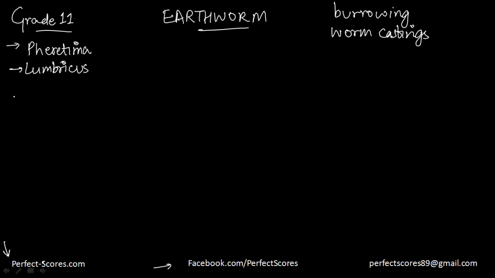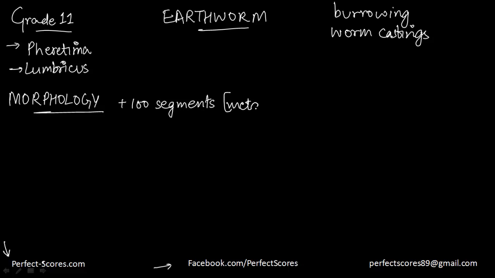So what we are going to do now is the morphology of the earthworms. That is, how is the structure of the earthworm from the outer side. Now the earthworm belongs to the phylum Annelida. That means it has a long cylindrical body and the body is divided into segments. There are more than 100 segments on the earthworm's body, and each segment corresponds to a different feature. These segments are known as metameres, about 100 to 120 in number.